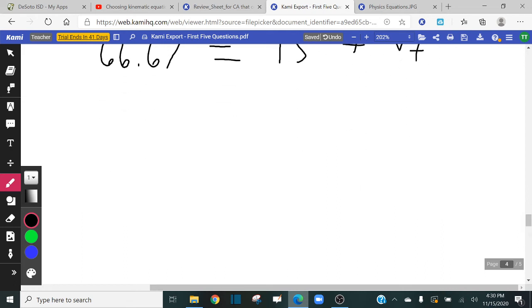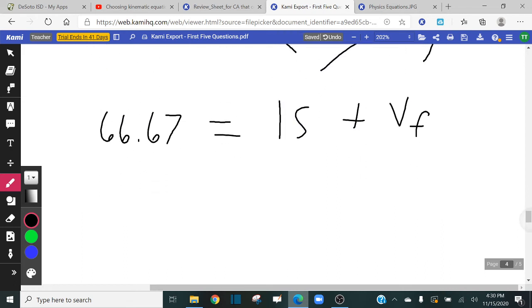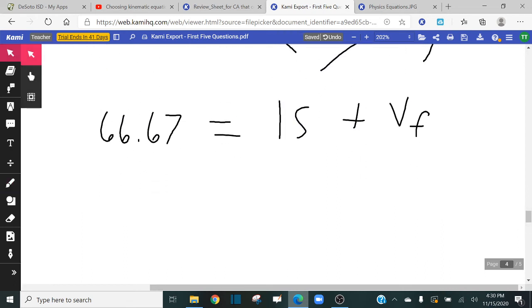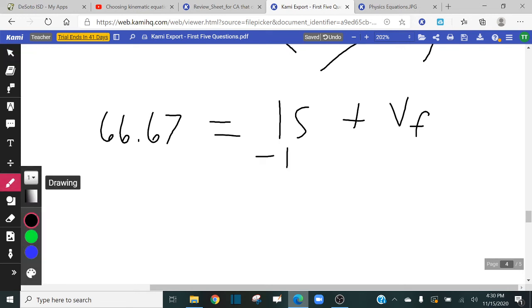Okay. So guys, we're almost done here. In order to solve for final velocity, we're going to have to get rid of this 15. So we have to do the opposite of addition, which means we're going to have to subtract 15. Whatever you do to one side of the equation, we have to do to the other.